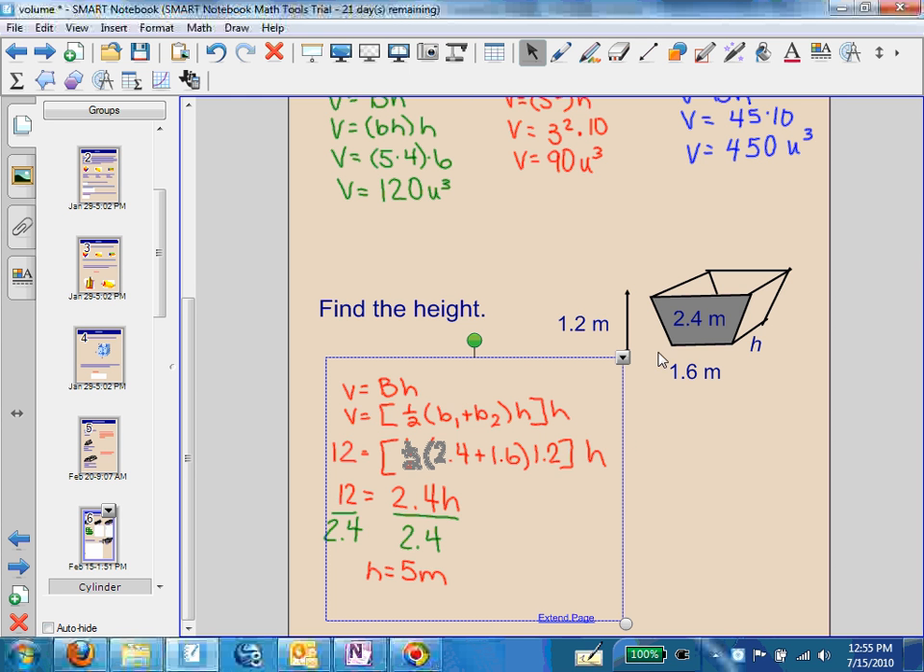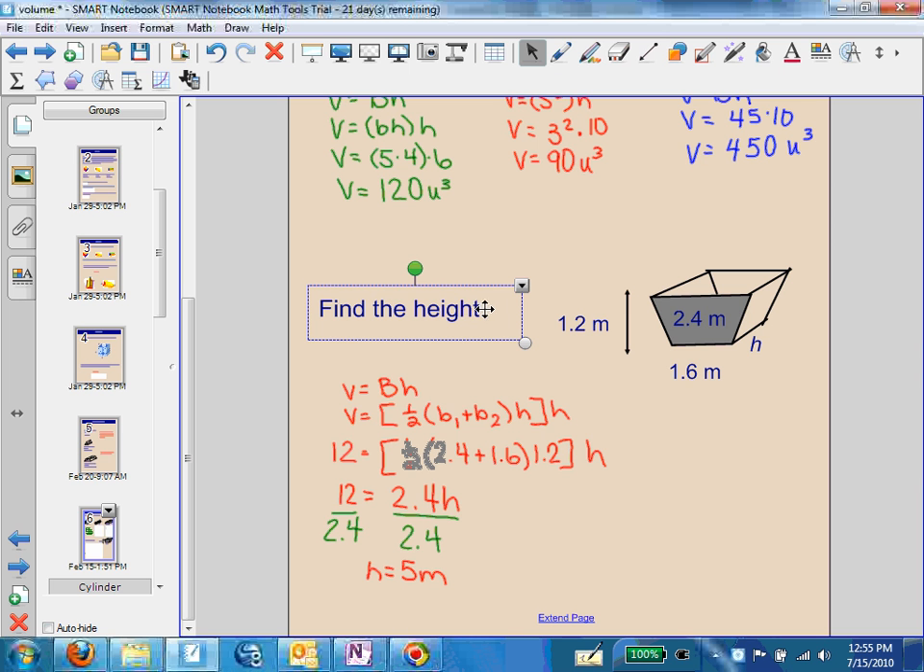So we're going to set up, and I didn't write down that the volume was 12, so that's really important information. So this question would say, find the height when the volume is 12. So we put 12 in the place of volume, and then we have our formula, 1/2 the sum of the bases times the height to find the area of the trapezoid times the height of the whole thing. So 1/2 times 2.4 plus 1.6 times 1.2.